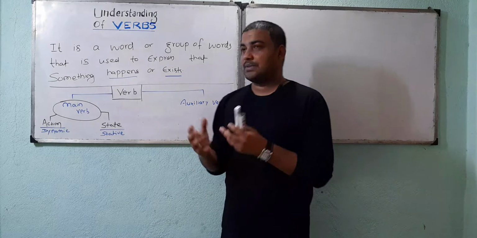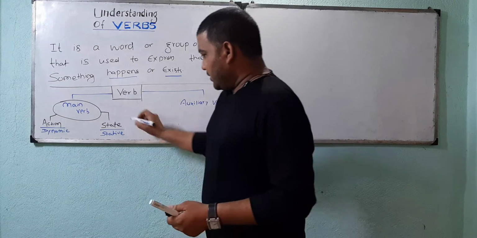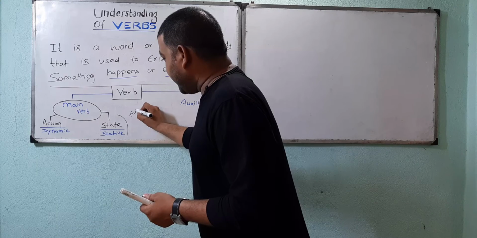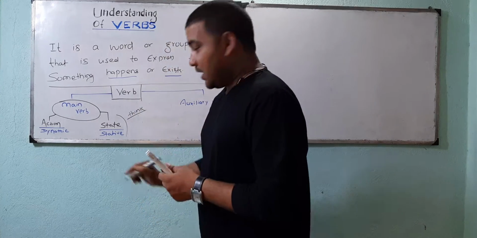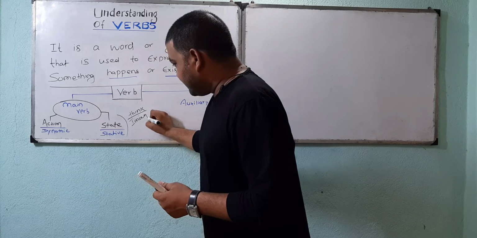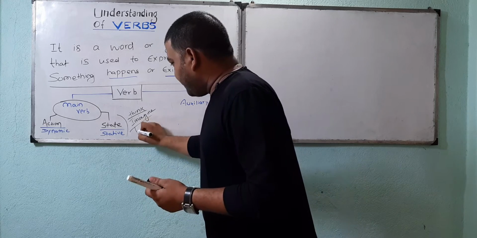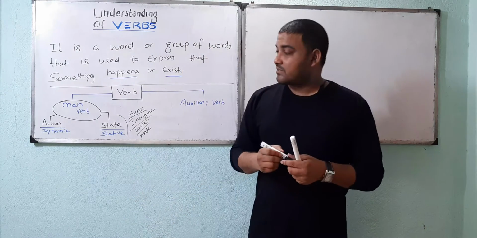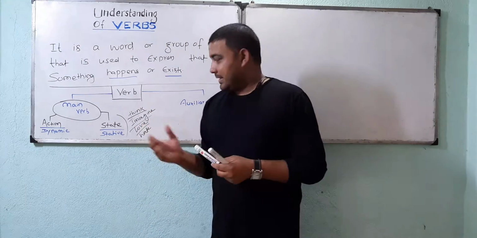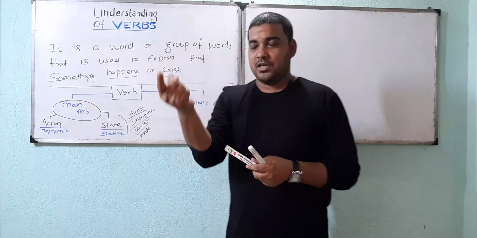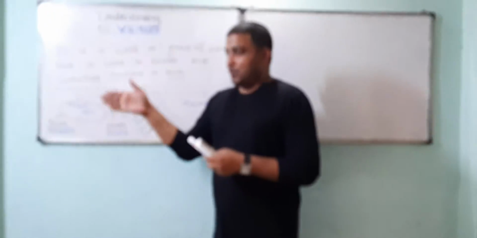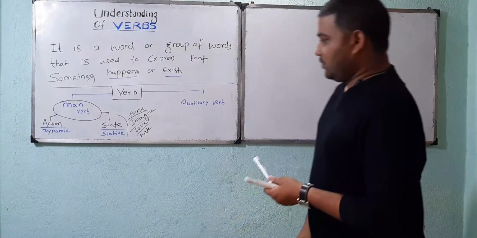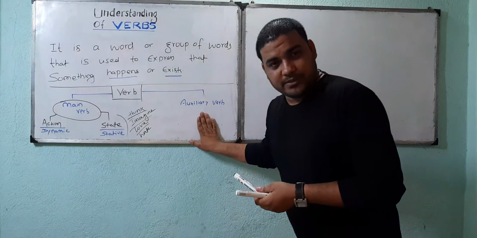If I talk about some examples, examples of state verbs can be think, imagine, love, hate, etc. You can understand these verbs are done by mind, not by body. The work which is done by body is called action or dynamic. Okay. Now let's talk about auxiliary verb here.